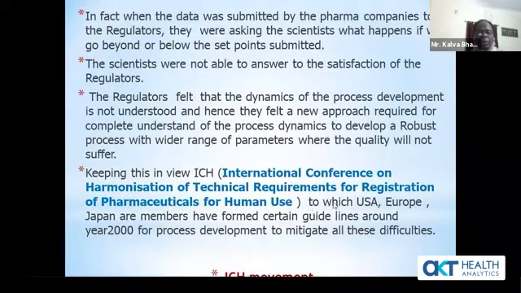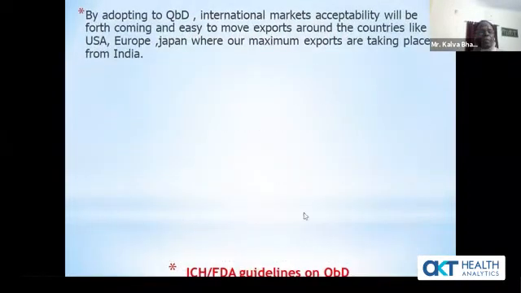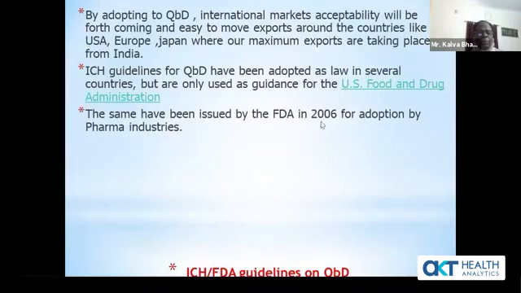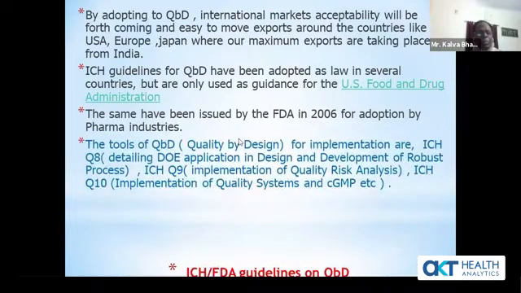ICH, to which USA, Europe, and Japan are members, have formed certain guidelines around 2000 for the process development to mitigate all these difficulties. By adapting to QBD, international market acceptability will be forthcoming and easy to move exports around the countries like USA, Europe, Japan, where our maximum efforts are taking place from India. ICH guidelines for QBD have been adopted as law in several countries, but are only used as guidelines for the US FDA. The same have been issued by FDA in 2006 for the production by the Pharmaceuticals.